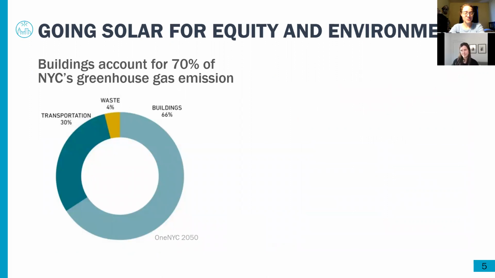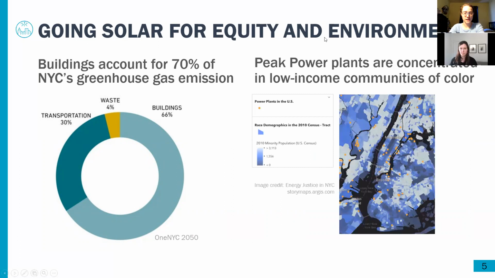So a couple of reasons why it's worth it to go solar. The first thing that I think we should talk about is the fact that it's just really important for the climate, obviously. As I'm sure you've heard the statistic a million times now, but in New York City, buildings account for 70% of our greenhouse gas emissions. And so solar can certainly reduce that by covering the electricity.